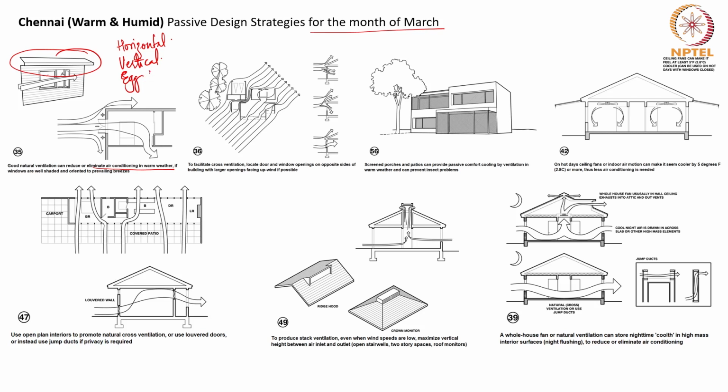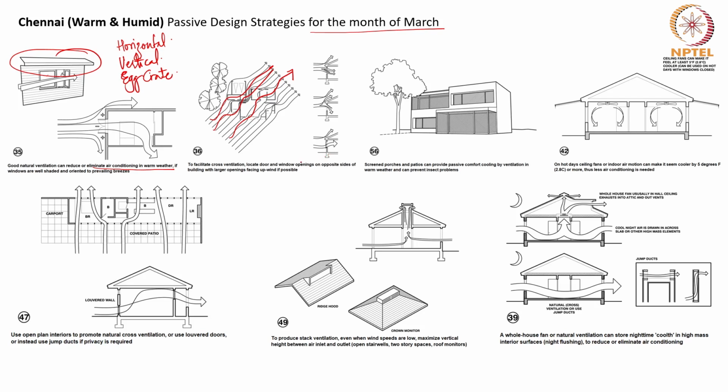We can use the egg crate device. Any of these shading devices, as appropriate, can be used if we want to shift at least 34% of the hours to comfortable zone. Then we must provide adequate facility for cross ventilation within the rooms by providing appropriate windows in terms of its position, in terms of its size.